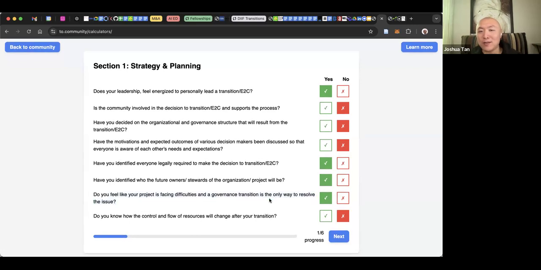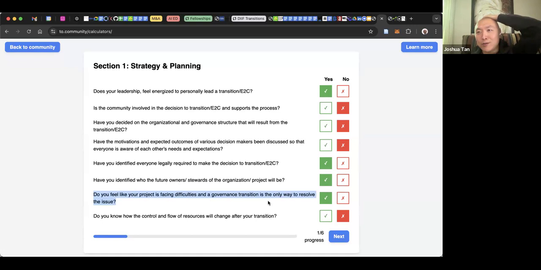Do you feel your project is facing difficulties and a governance transition is the only way to resolve the issue? Yes and no. I said yes here just because we do think this is an important part of what DAOstar needs to be effective.